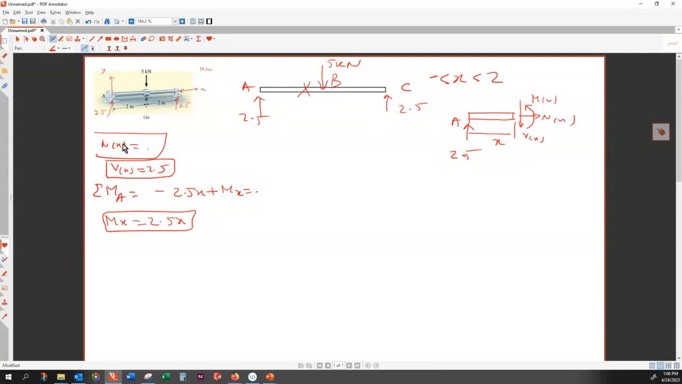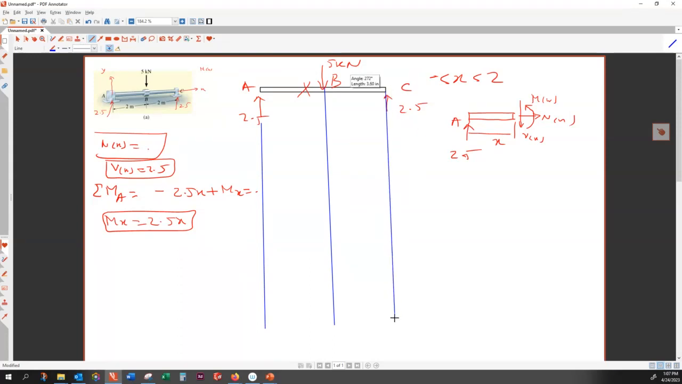V of X and N of X. So let's make a plot. I'm making a plot of the first zone. The first zone is X changing between 0 to 2. And this is V of X. So I don't have to worry about N of X. This is zero, so we don't plot that. But to plot this one between 0 to 2, it starts from 2.5 and it's constant, positive. All right, so this is almost point B. Just before point B, that is 2.5.